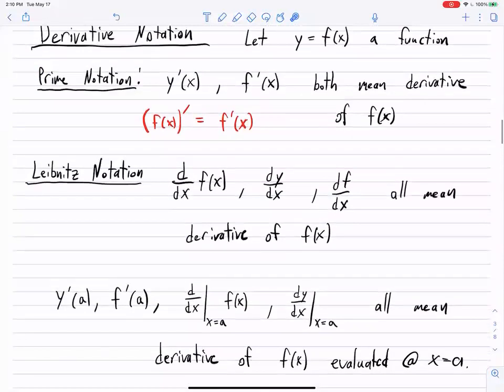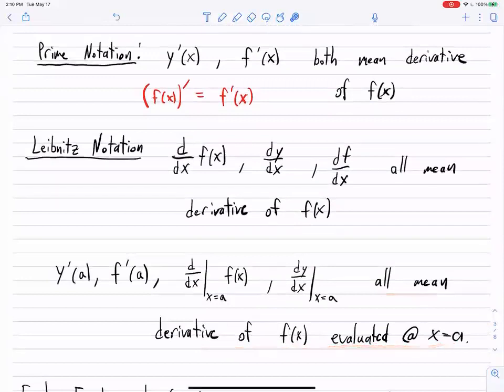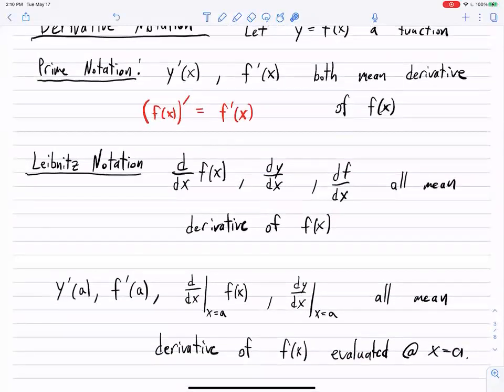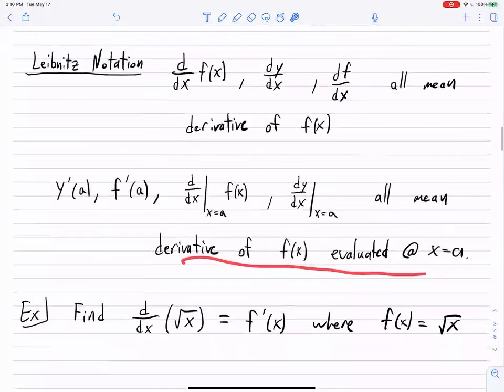How about at a value: y prime of a and f prime of a, d dx evaluated at x equals a of f of x, or dy dx evaluated at x equals a. Those all mean the derivative of f of x evaluated at x equals a. And so we'll see all these notations. In particular, the Leibniz notation is useful in certain circumstances. But most of the time, we'll probably use the prime notation. But I want you to be able to know both. They all mean the same thing. These mean derivative of f of x, these mean derivative of f of x, and these all mean derivative of f of x when you evaluate it at a point, x equals a.